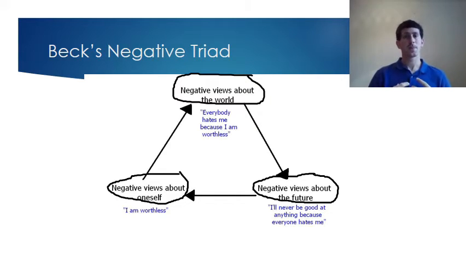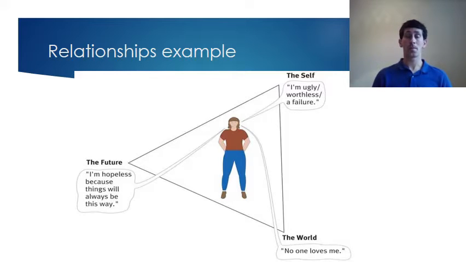So we're going to have a quick look now at an example for people in relationships and why that might result in depression. If we look at the world, the negative view about the world: no one loves me. Again, they've related it to everyone in the world and gone, there is no one out there who loves me. If you look at the future, I'm hopeless because things will always be this way. They have a negative view about how the future is going to look. There's no positive in the future. It's always negative. I will always be this way.